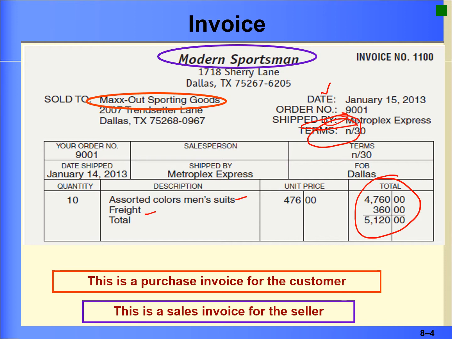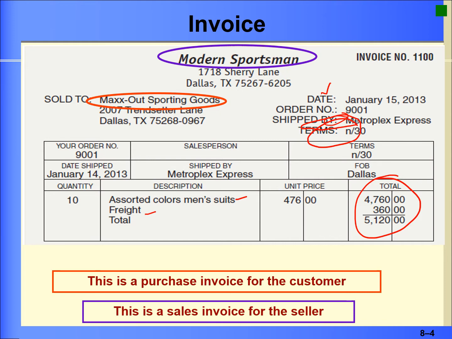And so once you get this, you can then match it to the receiving report to make sure that what you ordered is what you had actually received. So in other words, if they're ordering 10 suits, if that's in the order, once you get the order, you're going to inspect it and make sure that there's actually 10 suits so that you know that you got the right shipment.